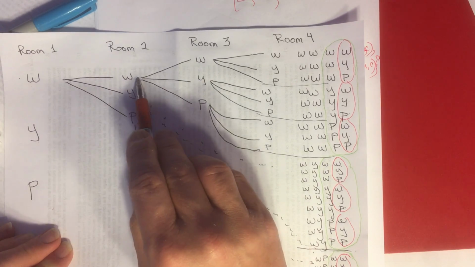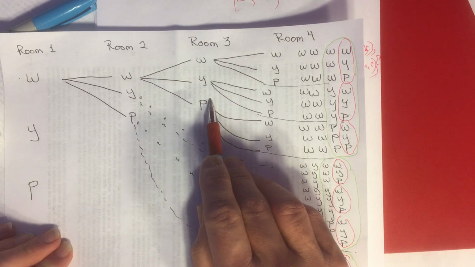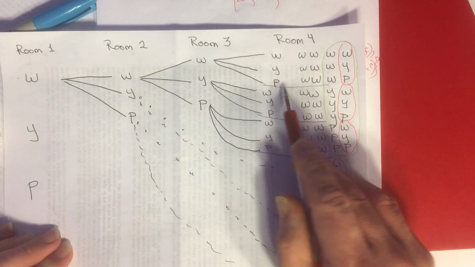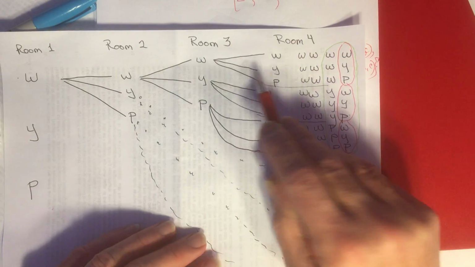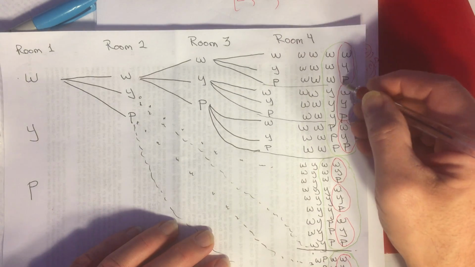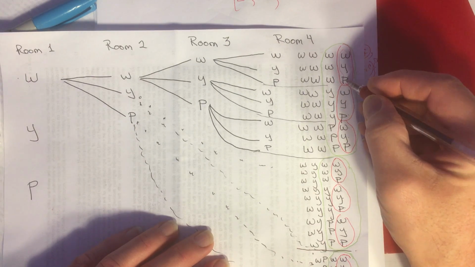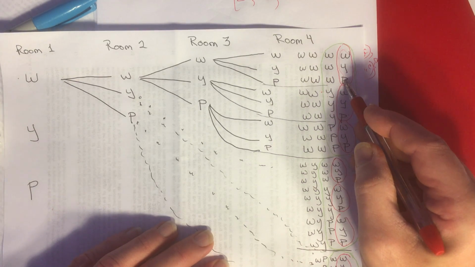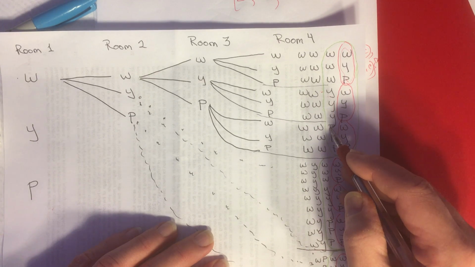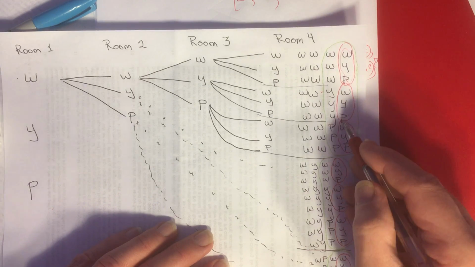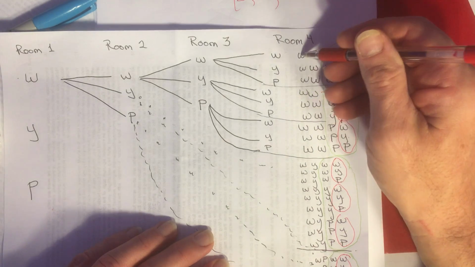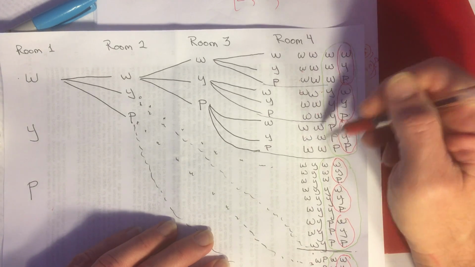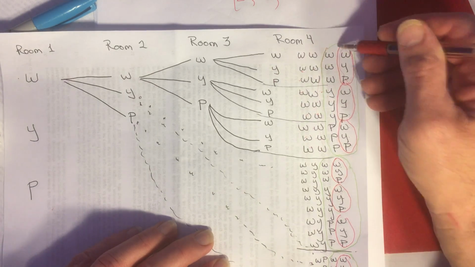And if the second room is white, I still get white, yellow, and pink for the third room. And if the third room is white, I still get white, yellow, and pink. So just if the first 3 rooms are white, I have these 3. And if the first 2 rooms are white, but the third room is yellow, I have those 3 again. And if the first 2 rooms are white and the third room is pink, I get those 3 again. So here, if the first 2 rooms are white, I get all of these in the green, right?